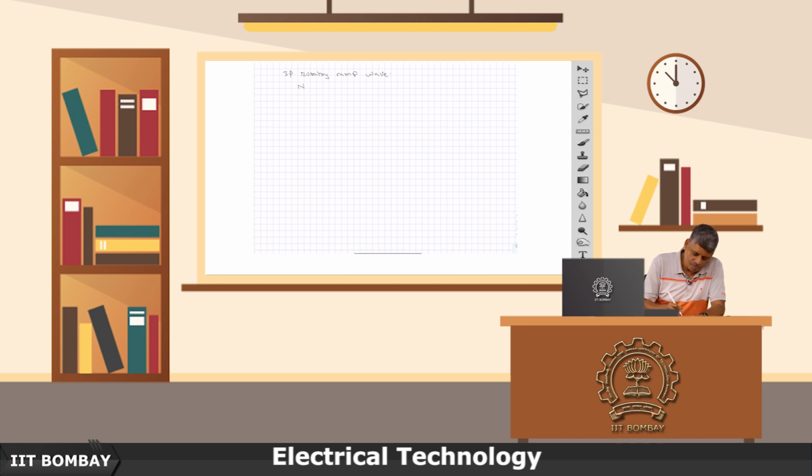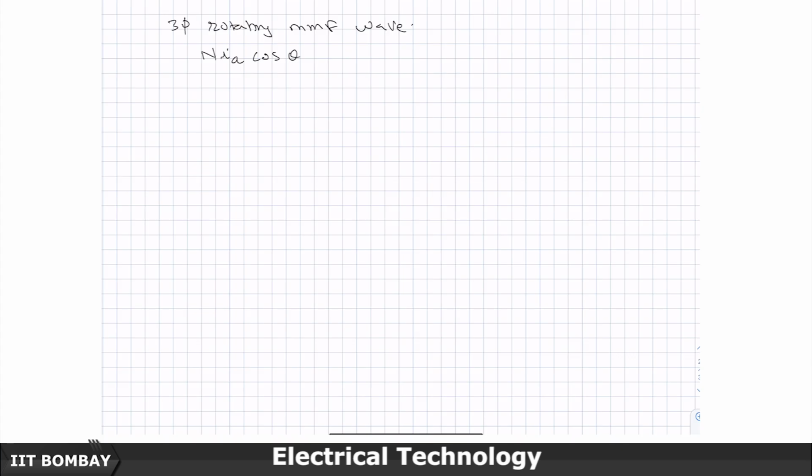If I have a phase winding, suppose it is carrying current I A, then the peak MMF that it will create is N I A, and this will be distributed in space as N I A cos theta. I am not going to draw the diagram again, but you can imagine that from your memory.